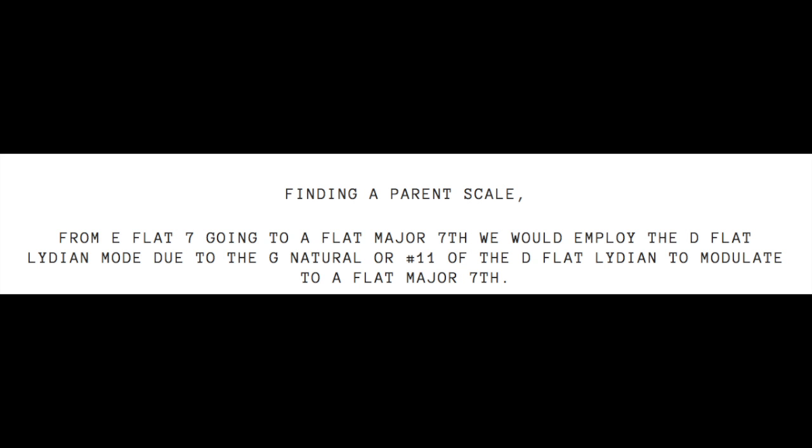Finding a parent scale. Well, from E flat 7 going to A flat major 7, we would employ the D flat Lydian mode, due to the G natural, or the sharpened 11th of the D flat Lydian mode, going to the A flat major 7th chord.